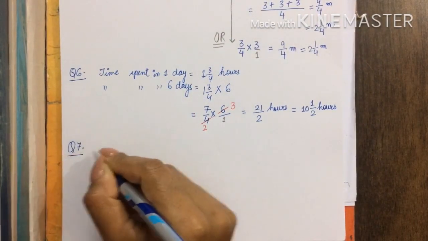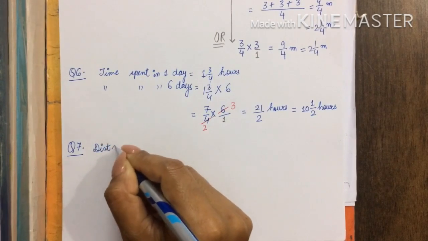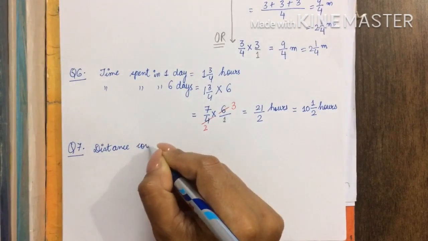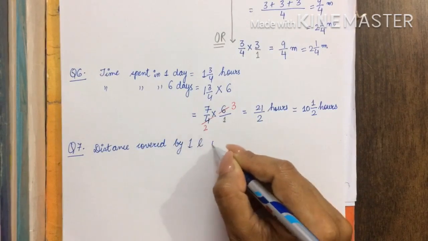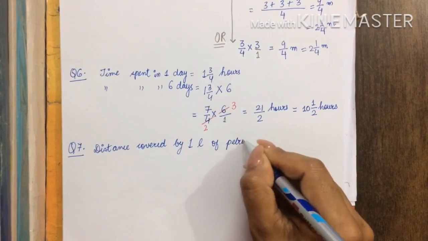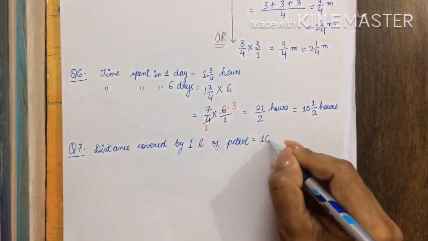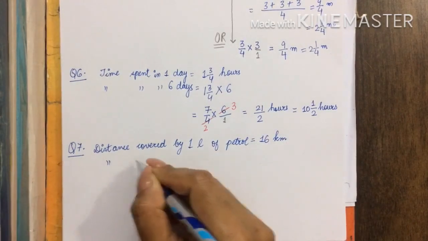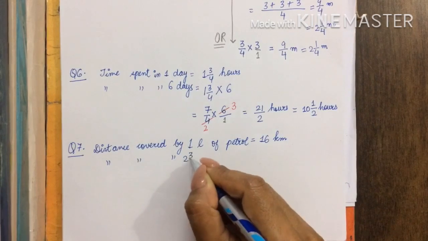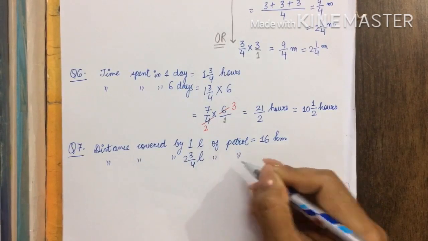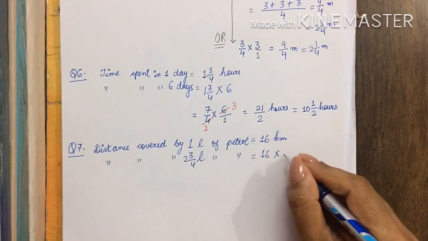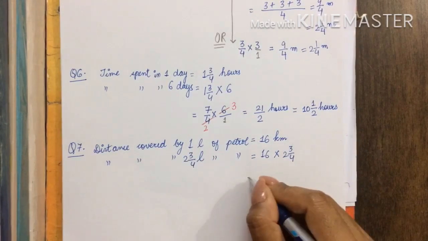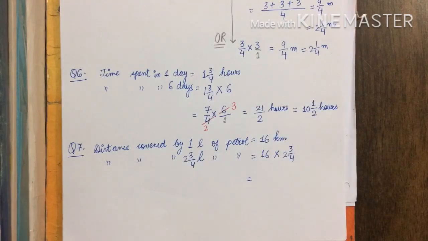Question number 7. You can make this statement in your own words if you want. Distance covered by 1 liter of petrol. This is 16 kilometers. Then we have to find out the distance covered by 2 and 3/4 liters of petrol. So for 1 it is 16. Multiply with 2 and 3/4. Solve it the same way we did the previous one. Write this as a fraction.